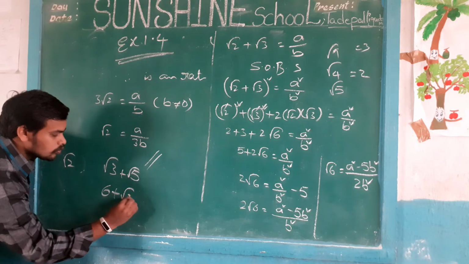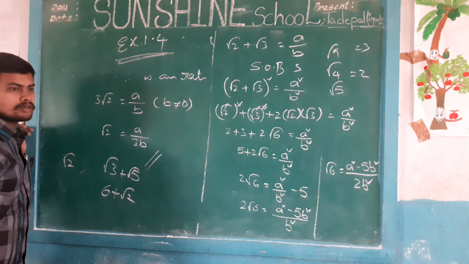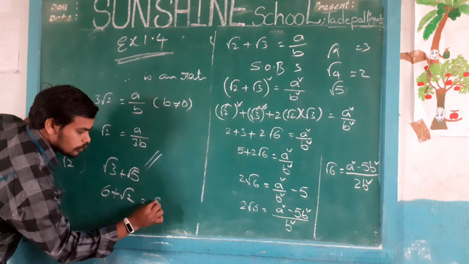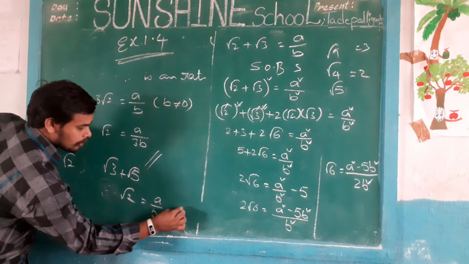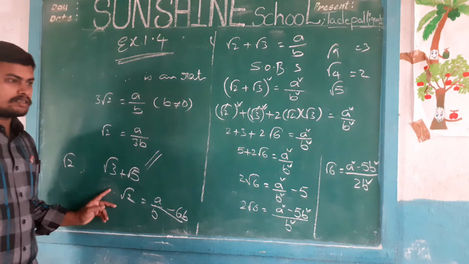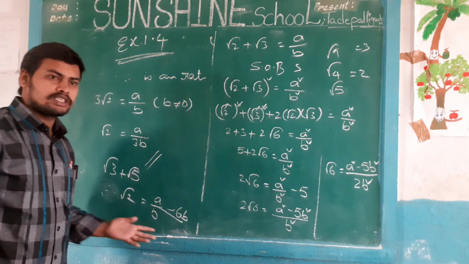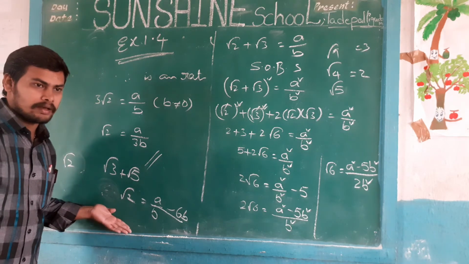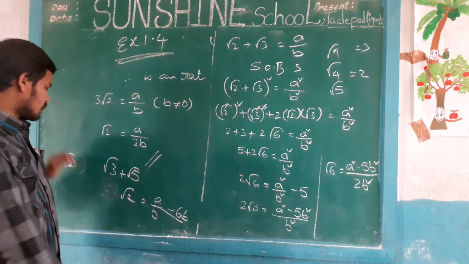How can you prove 6 plus root 2? 6 plus root 2 equal to a by b. Plus 6 comes to minus 6. So with the LCM, it is irrational on one side and a rational number on the other. So hence the contradiction has arisen. So 6 plus root 2 is also the same sum. Next, fourth sum.